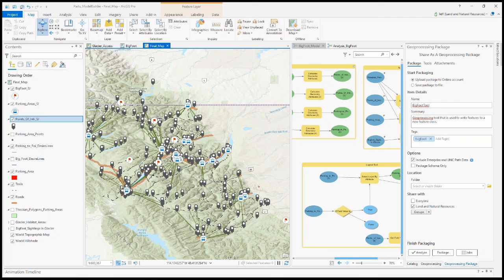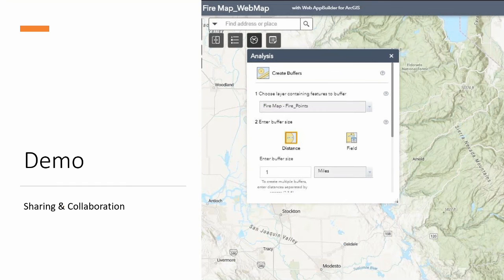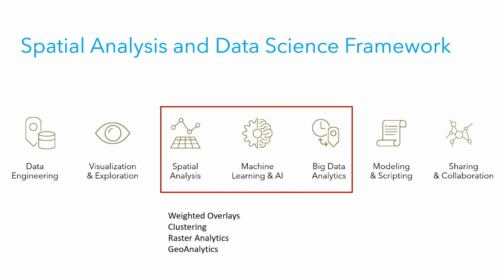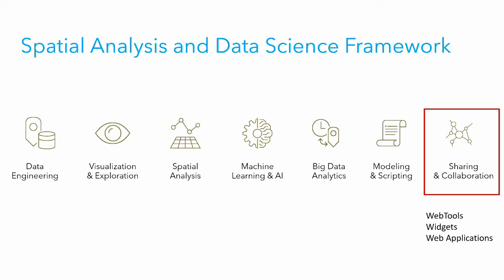All right, so let me go ahead and share my screen and wrap up for the final portion with some resources here. Just to break this down, we showed some workflows on data cleanup, preparation, search, and entry. We focused on some different ways of doing spatial analysis. It could be simple, it can be really complex, where you're using machine learning and object detection and big data analytics. And then finally, we get to that sharing and collaboration. So creating those web tools, widgets, and then interacting with our end users.